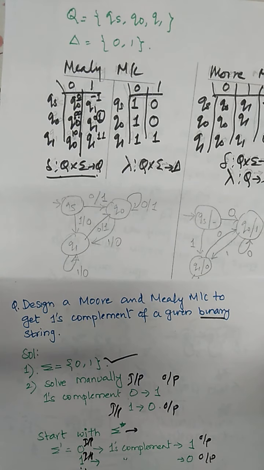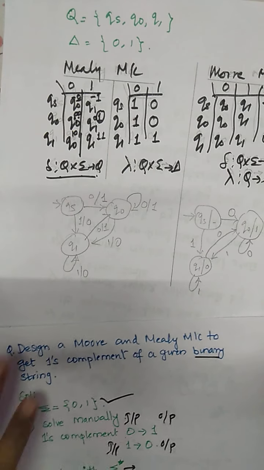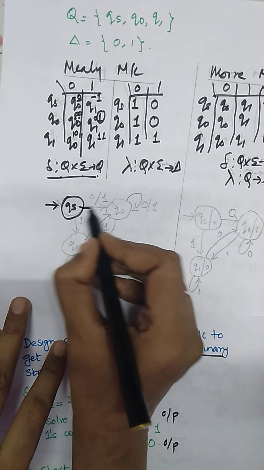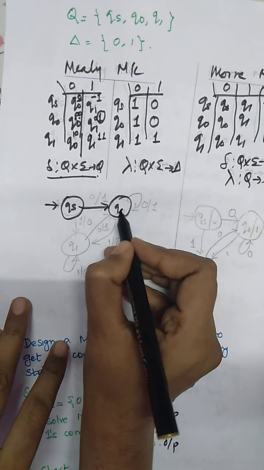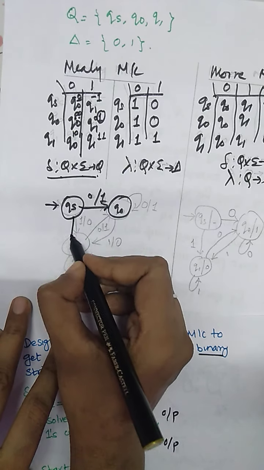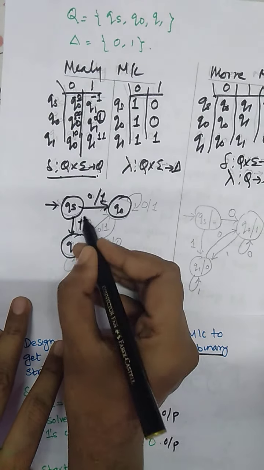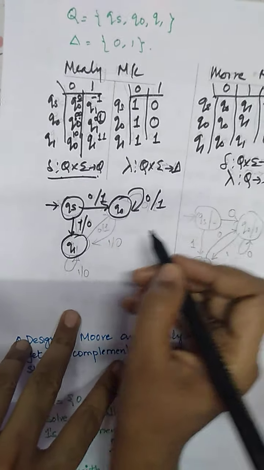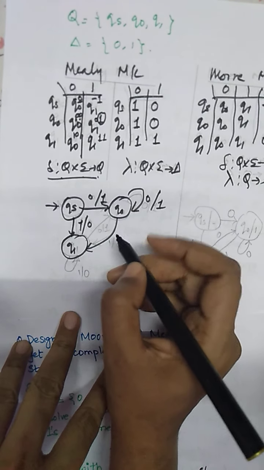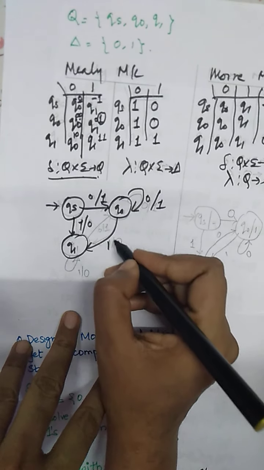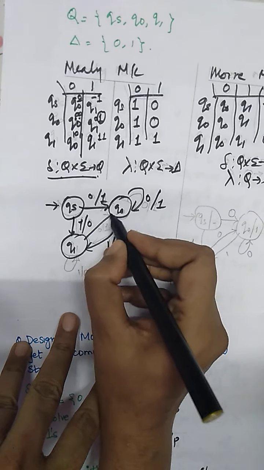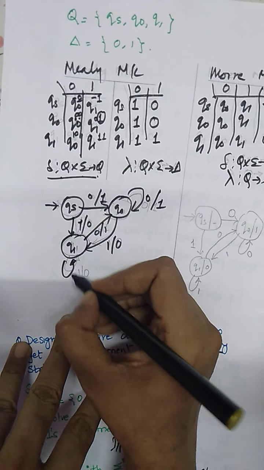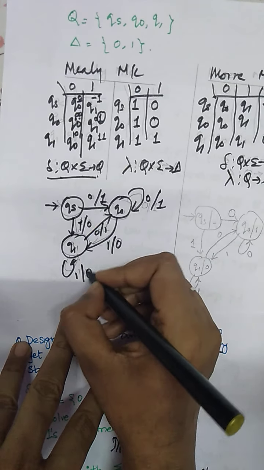Now it is time to design the state transition diagram. So we'll start here with QS. QS on 0 goes to Q0 with the output 1. On 1, it is going to Q1 with the output 0. Now Q0 on 0 goes to itself and produces output 1. On 1, it is going to Q1 with output 0. Q1 with 0 goes to Q0 with output 1. Q1 with 1 goes to itself with output 0.